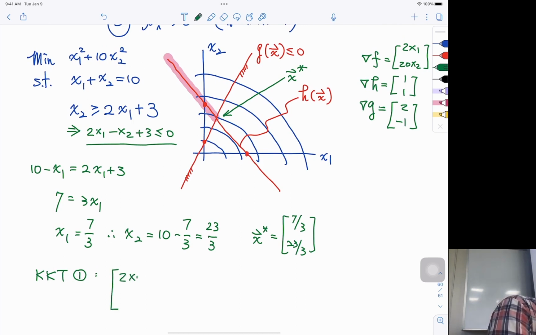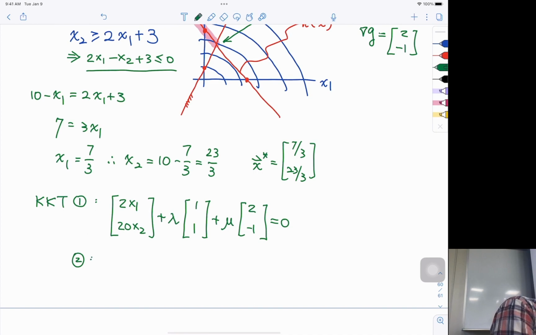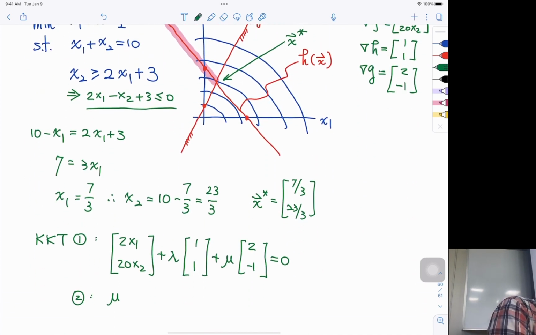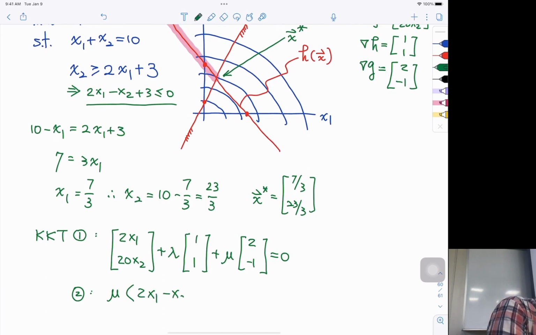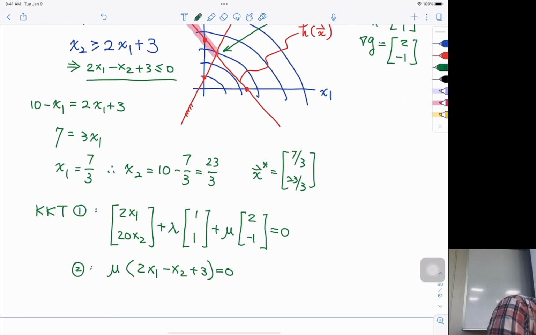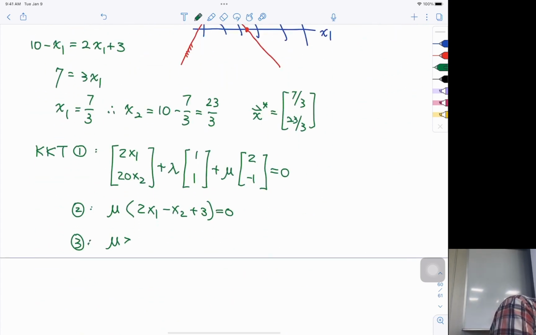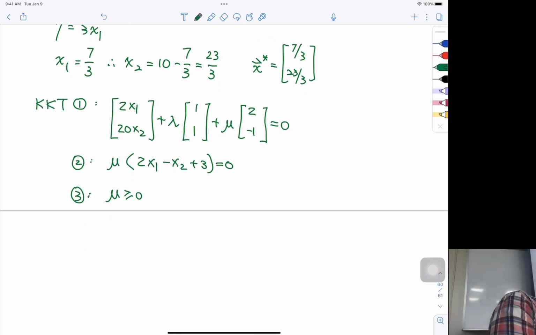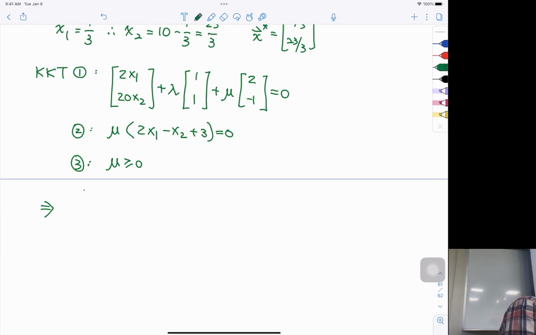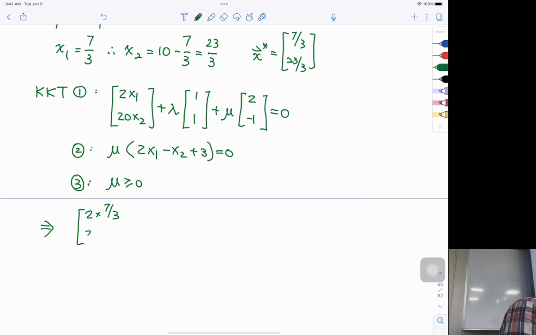So KKT tells me 2x1, 20x2 plus some Lagrange multiplier lambda times 1, 1, plus some Lagrange multiplier mu times 2, negative 1. This has to be 0. KKT condition 2 tells me mu times g, which is 2x1 minus x2 plus 3, has to be 0. KKT condition 3 tells me mu has to be positive or 0. Okay, now I just plug in all my solutions. So if I plug in 2 times 7 over 3, 20 times 23 over 3, plus lambda plus 2 mu minus mu equals 0.